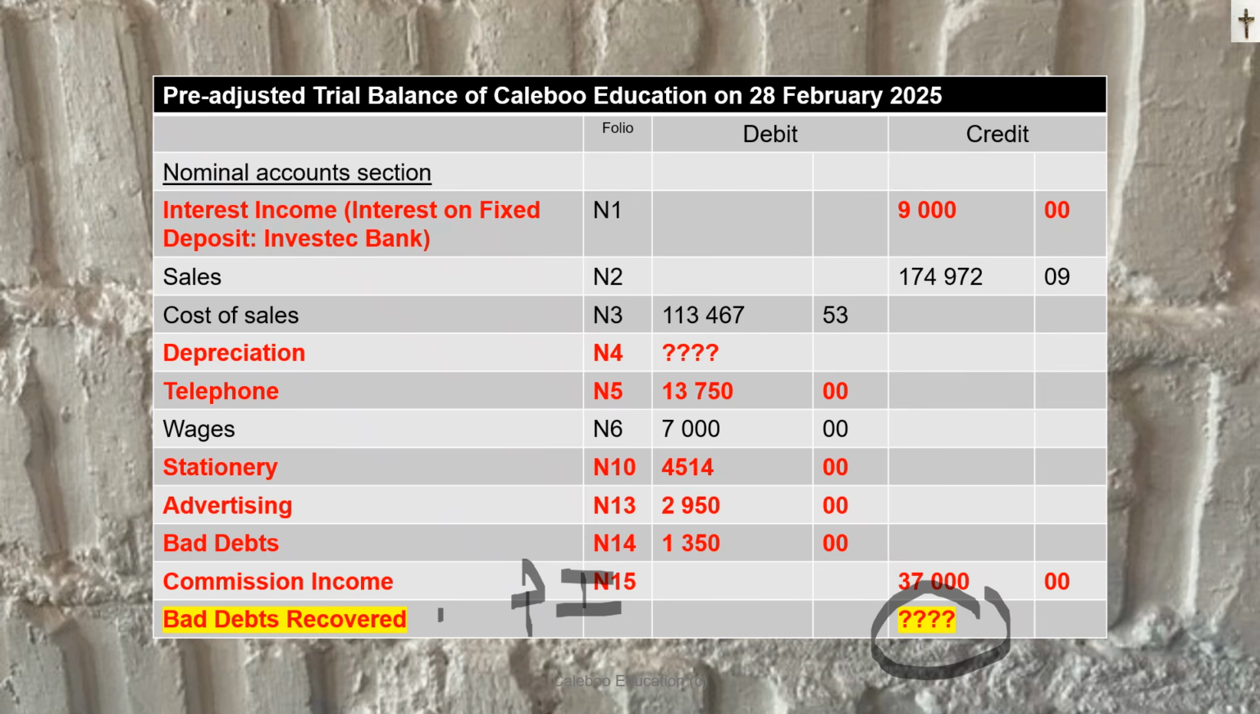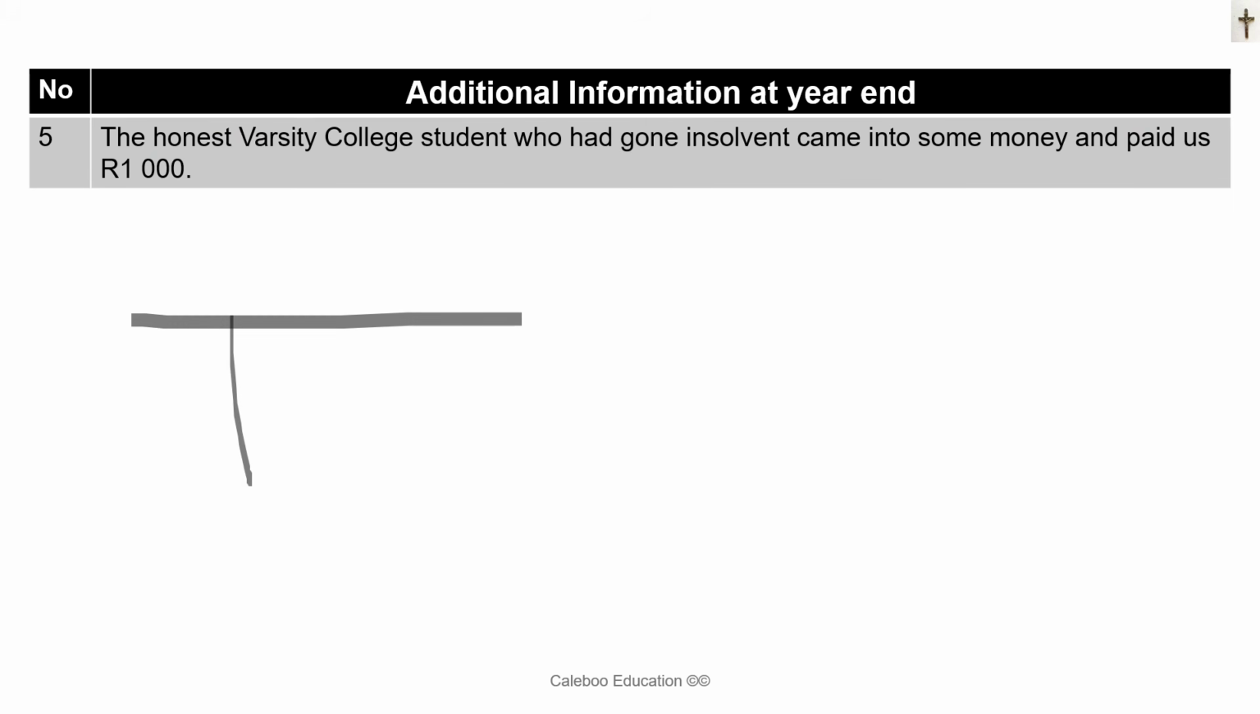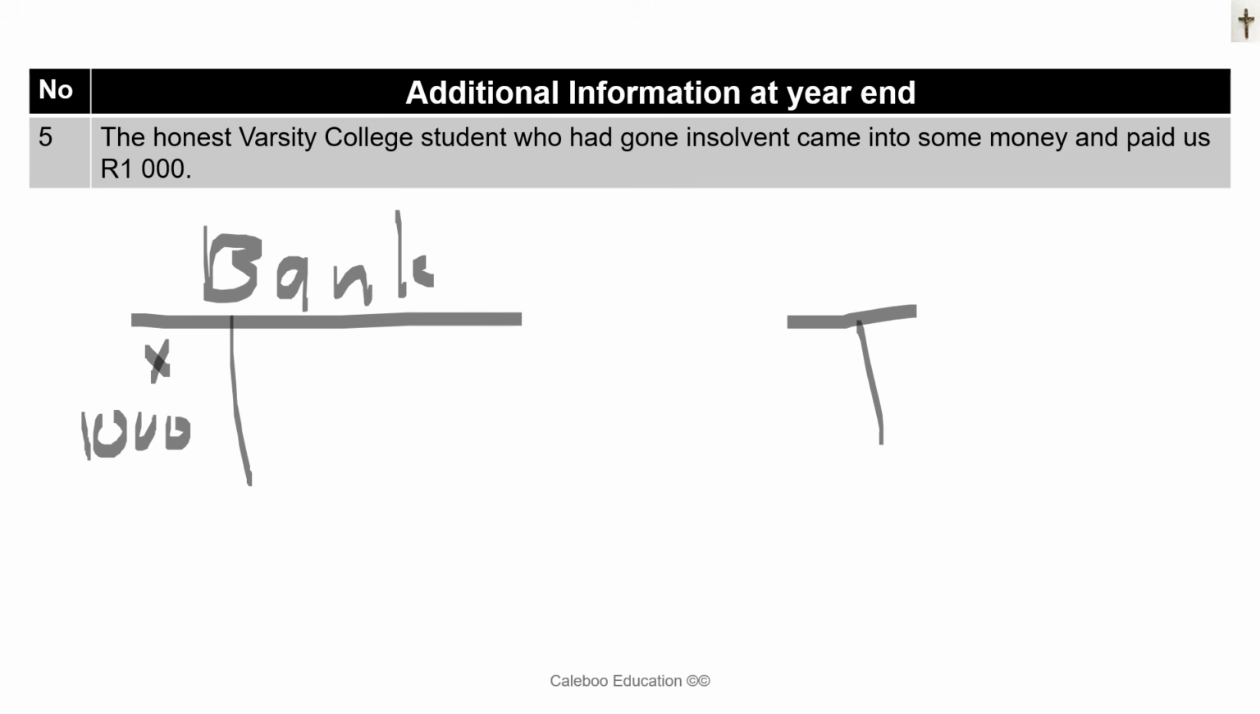So this bad debts recovered is income, and it would go into the income statement under other income. So let's just quickly have a look. I do everyone in the T accounts. We received 1,000 Rand. Our bank balance increased by 1,000. There was an opening balance. And what did we receive? Bad debts recovered, which is an increase in income, and it's 1,000.